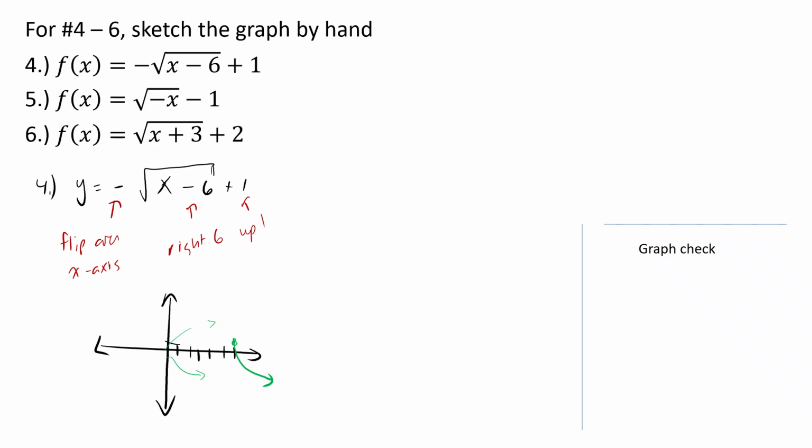And again, a quick reminder, these are just sketches. When we're doing this by hand, we're not going for the most accurate graph ever. We are just trying to get an idea of where this graph is located.